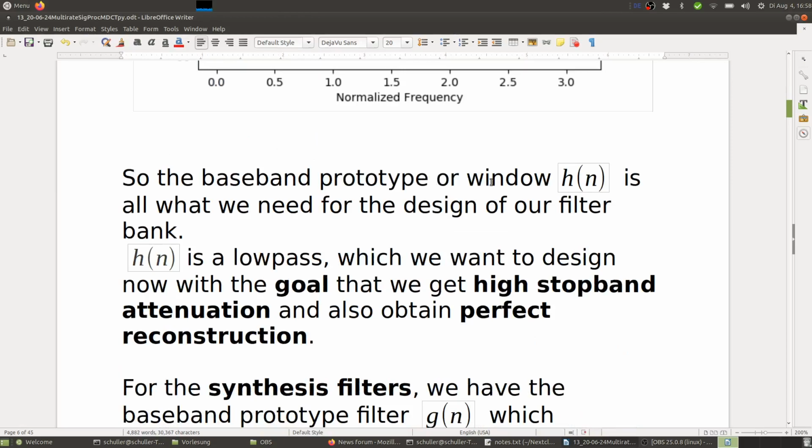So the baseband prototype or window h of n is all we need for the design of our filter bank, because it's used as prototype with a shifted frequency. So h of n is a low pass, which we want to design now with a goal that we get high stopband attenuation and also obtain perfect reconstruction.